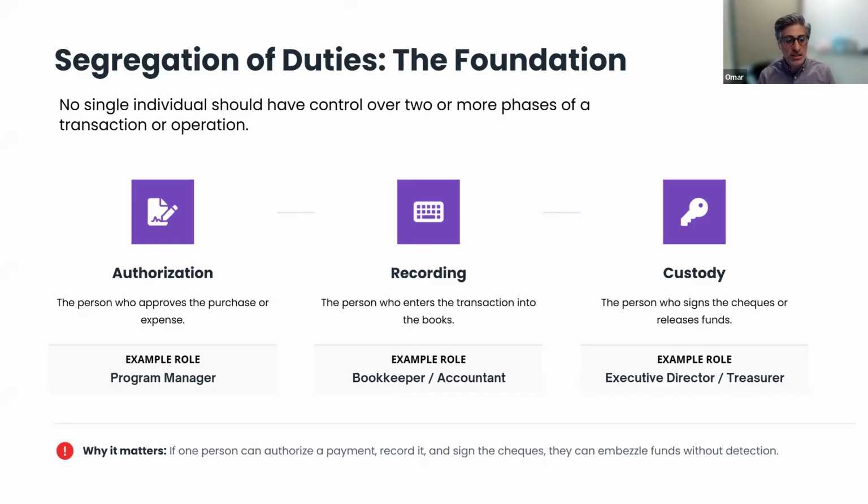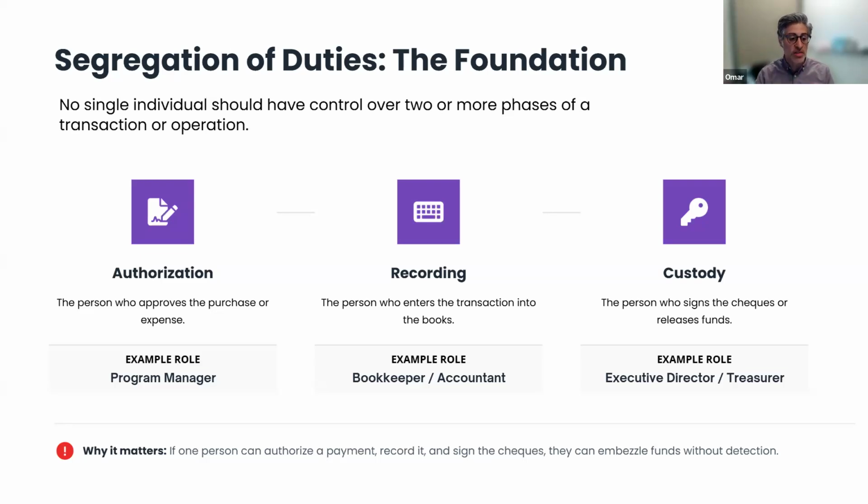So ultimately, no single individual in the organization should have control over two phases of a transaction or operations. This is not about trust. This is really about best practice. And I want to stress that. It's not that you don't trust people, it is just best practice to have an appropriate segregation of duties. So let's break it down into three stages here.